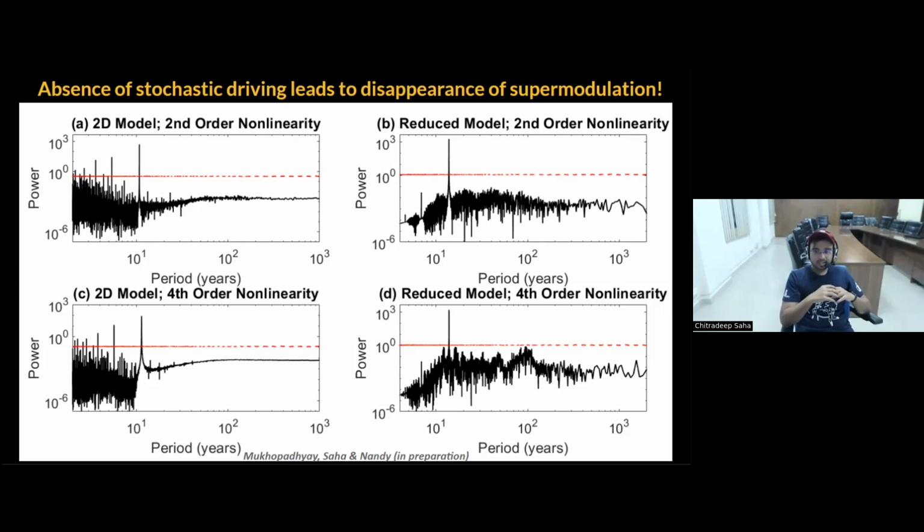Even then, you see no significant change in the periodogram and you don't recover statistically significant modulation beyond this decadal timescale. This is part of a study which we had done with an undergrad, Shuprabhu, and Dipendu, of course, was there, and we are currently preparing the results.